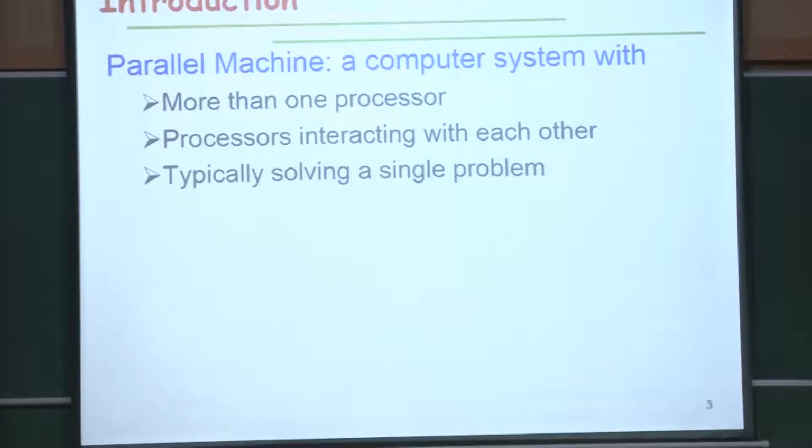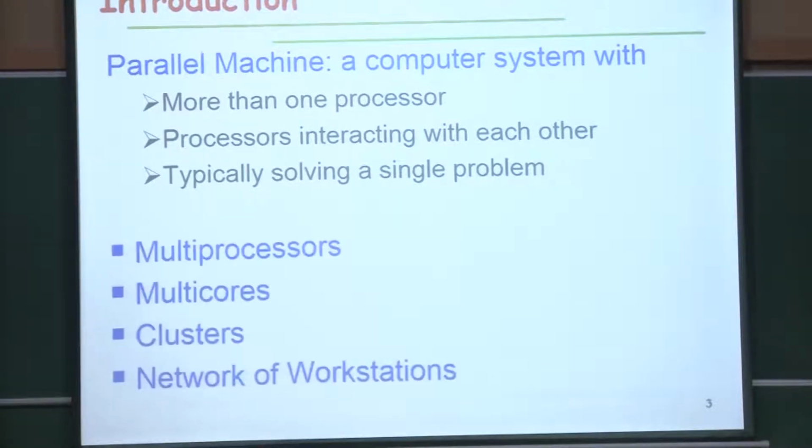We could define a parallel machine as a computing system with more than one processor. That is really how we would like to define it. These processors interact with each other, and typically they solve a single problem. That is really when we call this a parallel computer or a parallel processing machine.